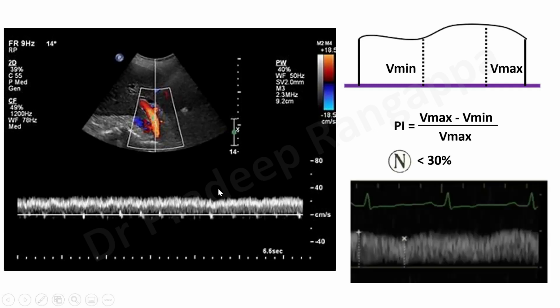Okay. If you look at a closer picture of the Doppler, they look like this. You look at the Doppler maximum velocity and minimum velocity. Maximum minus minimum divided by maximum velocity will give you the pulsatility index, and that should be less than 30%. The way you can remember is it should be a linear flow. There should not be much pulsatility. That is a normal portal vein.